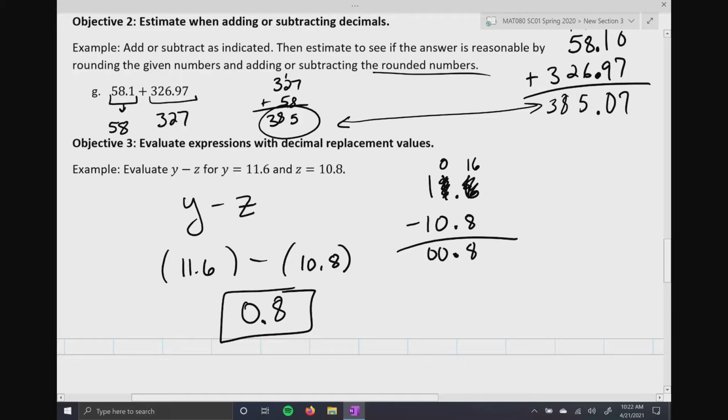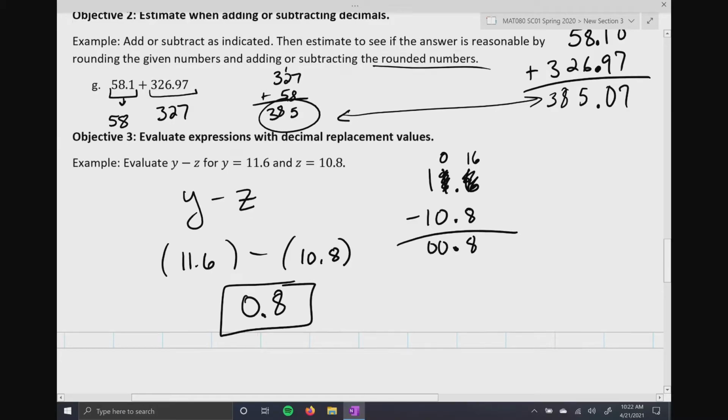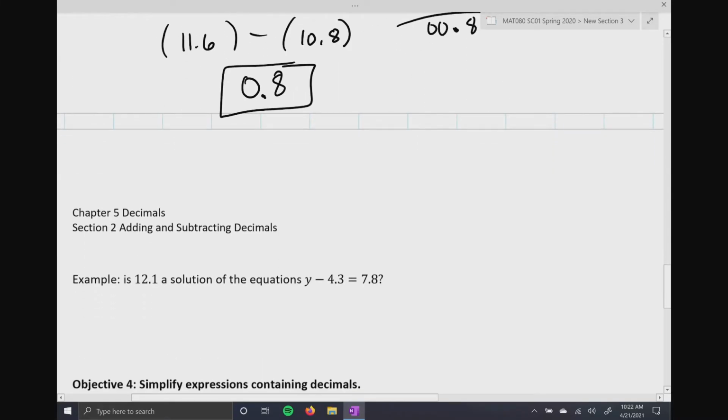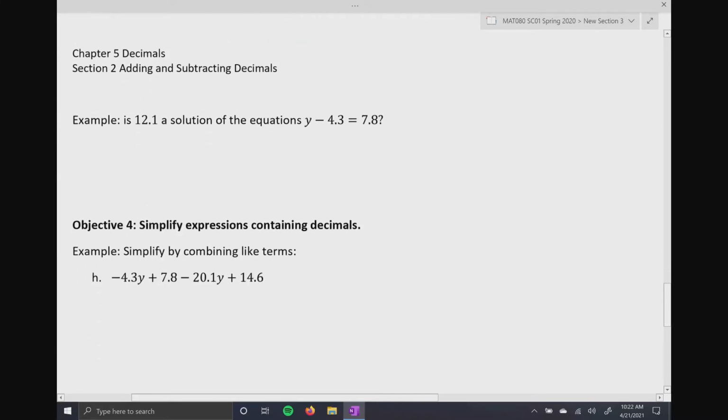Any questions with that? Are we getting bored of adding and subtracting decimals already? You could be honest with me. All right. How about that next example? Why don't you do the next example? Let's see if you remember how to do that.